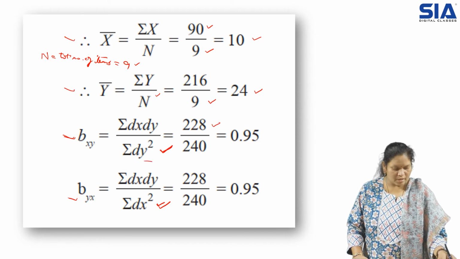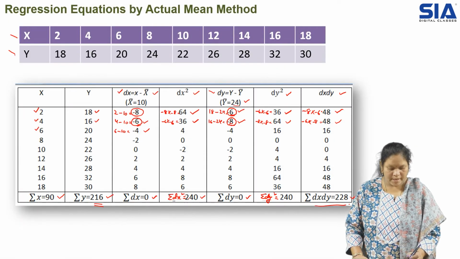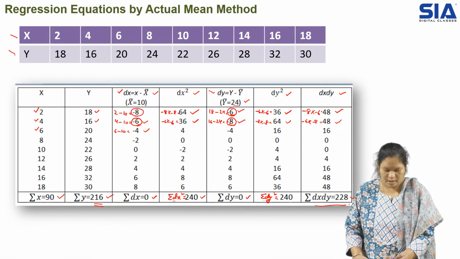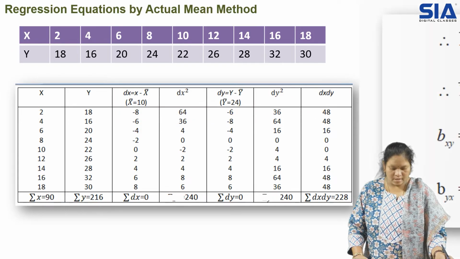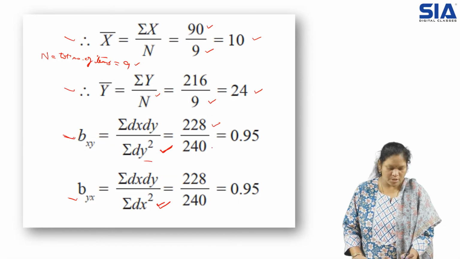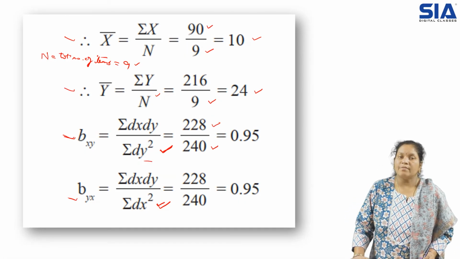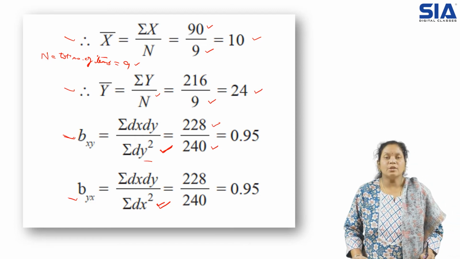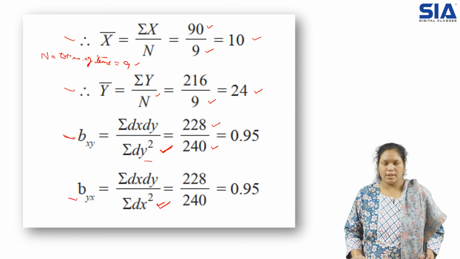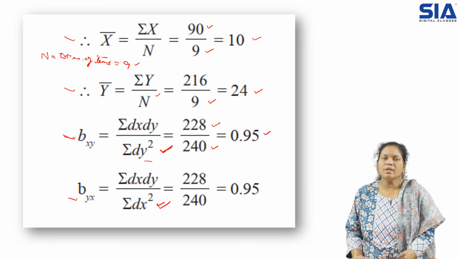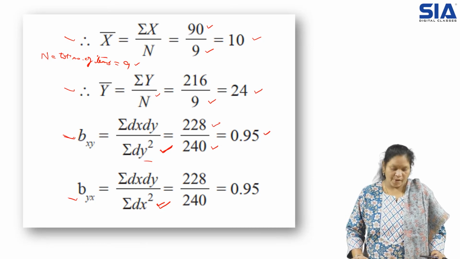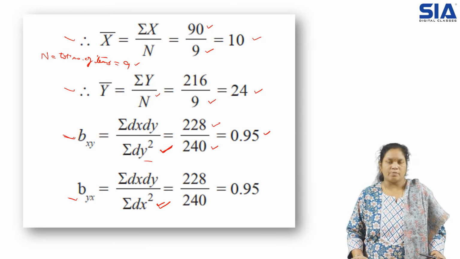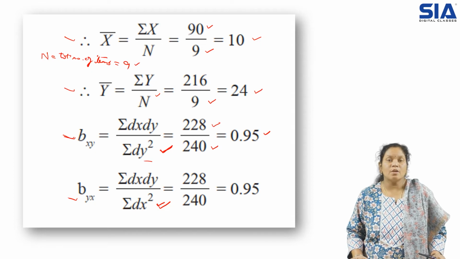Let us check it out again with the table. Summation dy square I have got as 240. So let us substitute that also. Summation dy square is 240. I have substituted both here, 228 by 240. You get the answer as 0.95. Okay, so in this way I have obtained my bxy value. We'll call them regression coefficients.